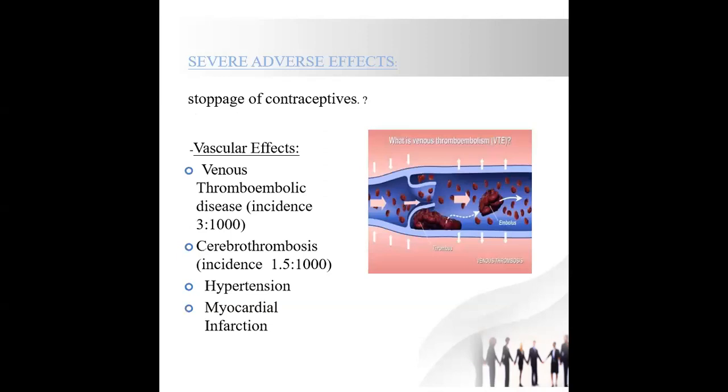Then when you look into the serious or severe adverse drug reactions, which may definitely result in stoppage of contraceptive pills, they are vascular side effects. These vascular side effects may be venous thromboembolism or deep vein thrombosis. The incidence is actually 3:1000. It may also cause cerebrothrombosis. The incidence is 1.5:1000 population or drug users. And it may also cause hypertension and myocardial infarction.